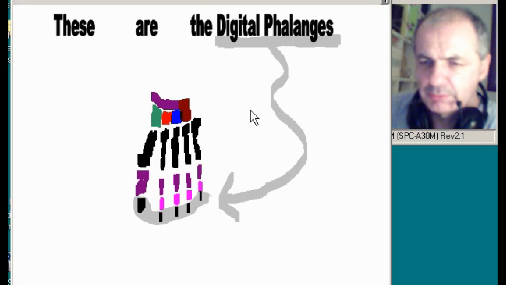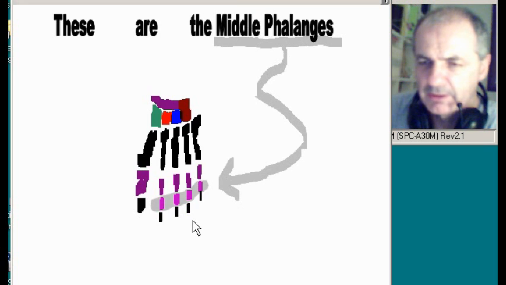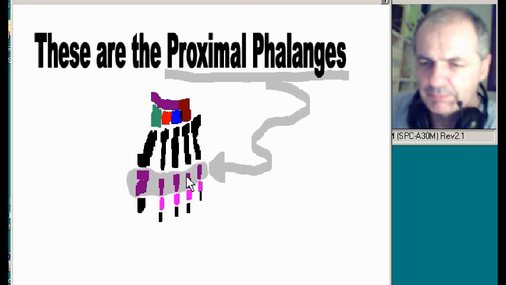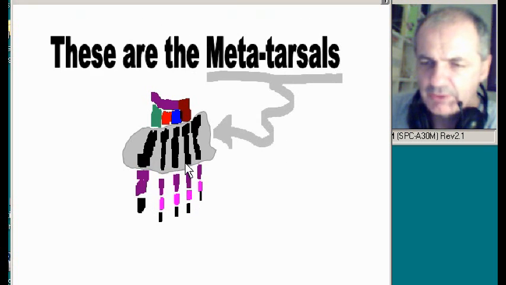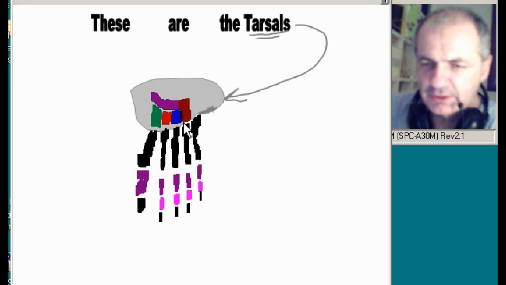Finally, the last group. The digital phalanges. One more time. What are they? The middle phalanges, the proximal phalanges, the metatarsals, and the tarsals.